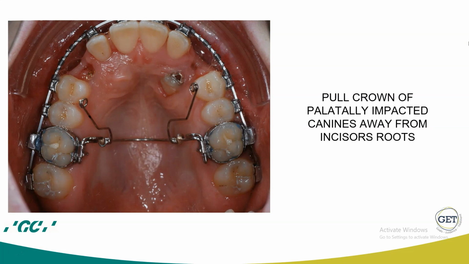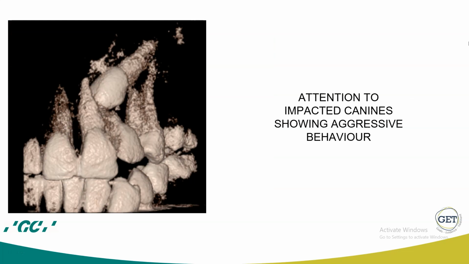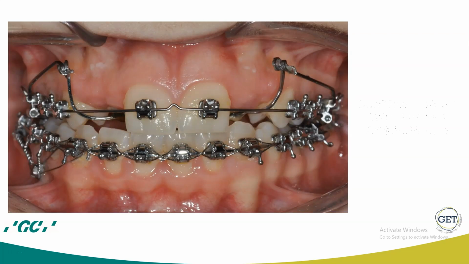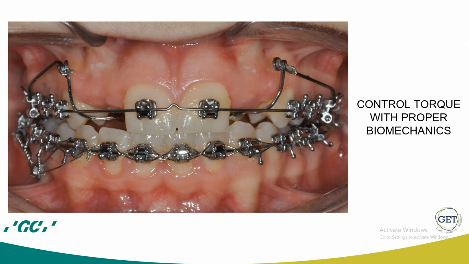If you've got canines that are impacted behind the apex of the central and the lateral incisor, you will have to start by pulling the crown away from the roots of the central and the lateral in order to avoid hitting the root of the lateral by bringing the canine vestibularly. You will have to be very careful in case you've got canines that are showing very aggressive behavior, and you will have to require the surgeon to remove the whole amount of bone around the crown of the canine. And finally, you will have to try to control torque with a proper biomechanical system.